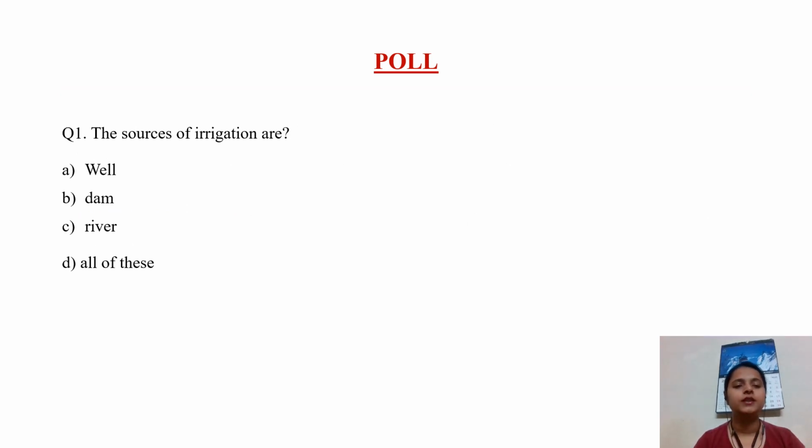Okay, so here is a question for you guys. The question is, the sources of irrigation are, there are some options. Option A, well, B, dam, C, river, D, all of these. So I want you to write down your answer in the chat box. Yes, so the right answer is D, all of these. Very good.